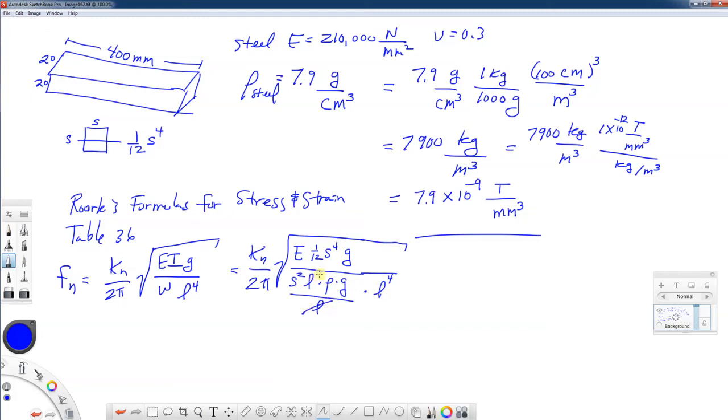So this length term and this one will cancel out. This s squared will cancel out two of these s's on the top. The gravitational term will cancel out. And so in the end, we're going to be dealing with a little bit simpler formula. Kn over 2 pi square root of the modulus of elasticity times the side dimension squared divided by 12 times the density of the material times the length of the beam to the fourth power. Okay, let's put our dimensions in and let's go ahead and compute our analytical natural frequencies for this beam.